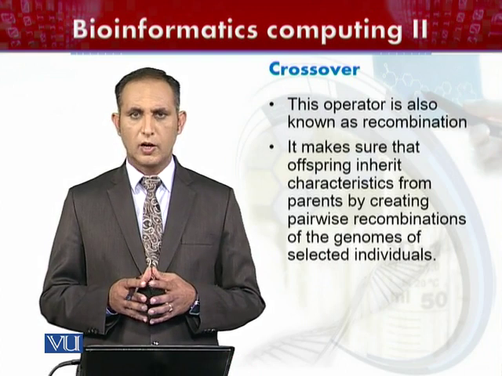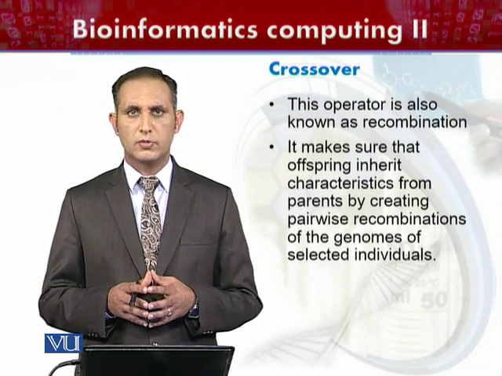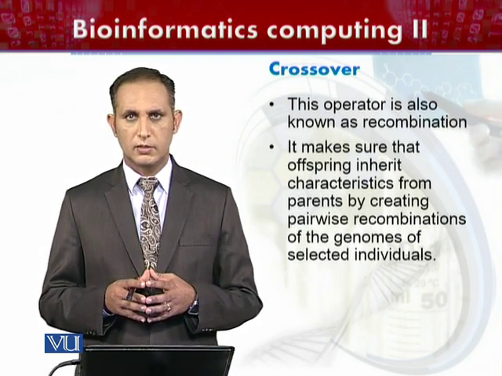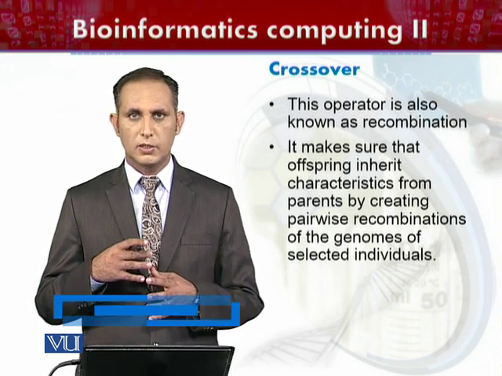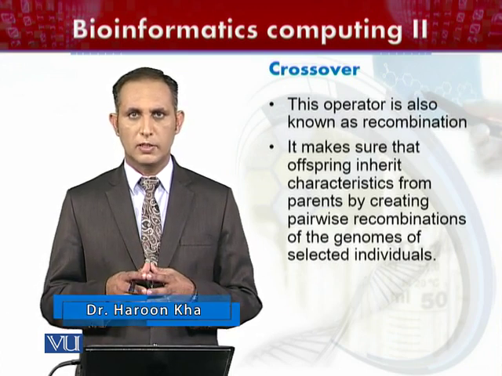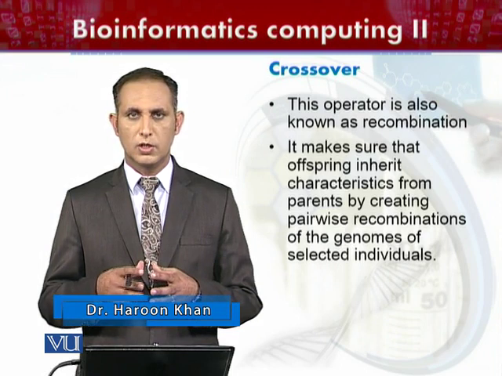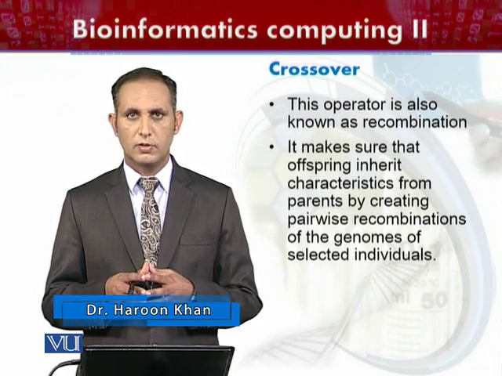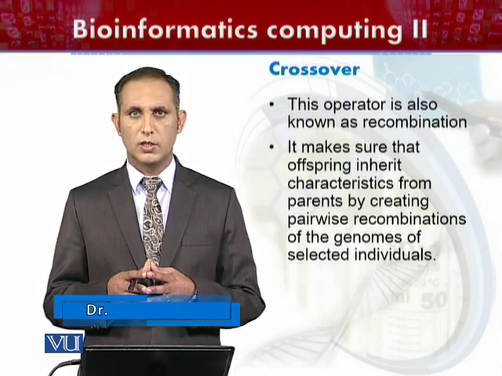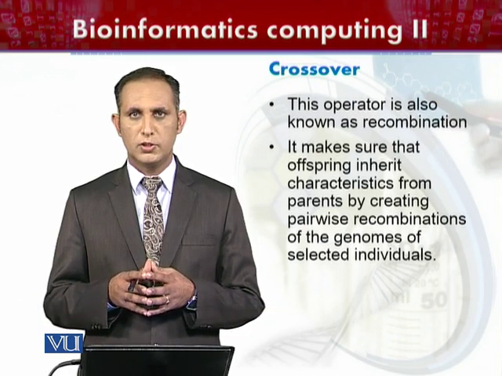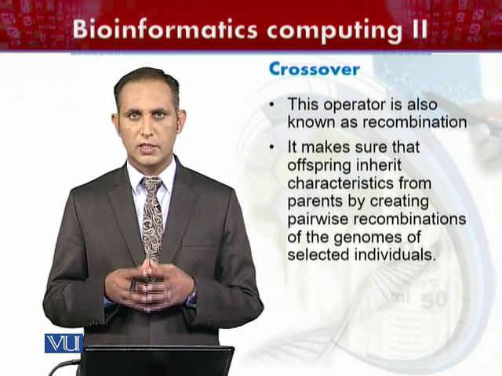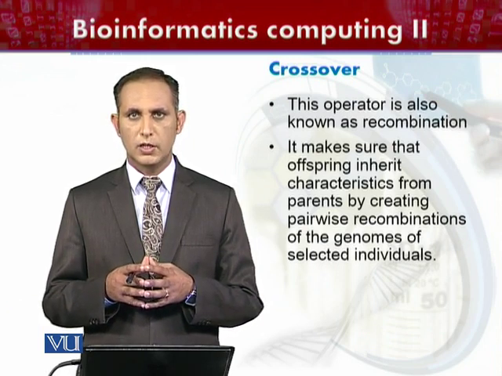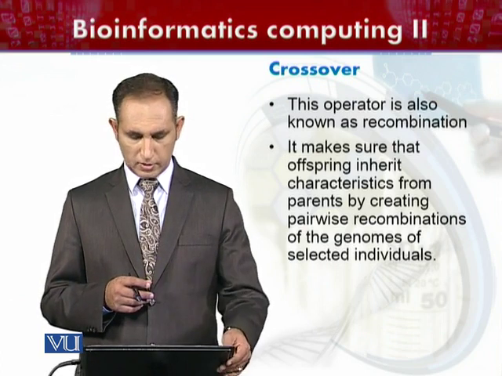Crossover shows that offsprings inherit characteristics from their parents by swapping different parts of their chromosomes. By swapping different parts of their chromosomes, new combinations of characteristics can arise in the offspring through this crossover operator.